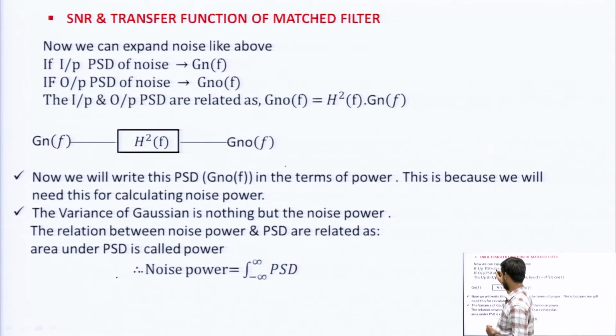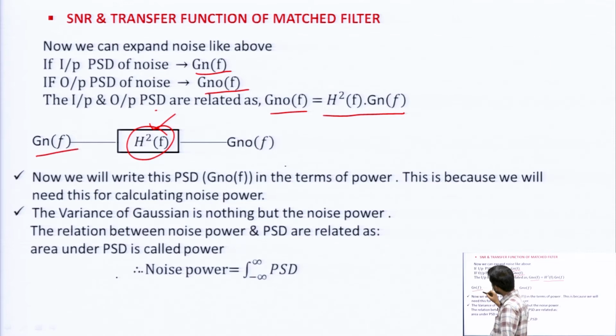If the input PSD of noise is Gn of f and the output PSD of noise is Gn naught of f, what is the relation between the input and output power spectral density? Gn naught of f equals h square of f multiplied by Gn of f, where h square of f is your transfer function in the frequency domain. Gn of f is your input power spectral density and Gn naught of f is your output power spectral density.